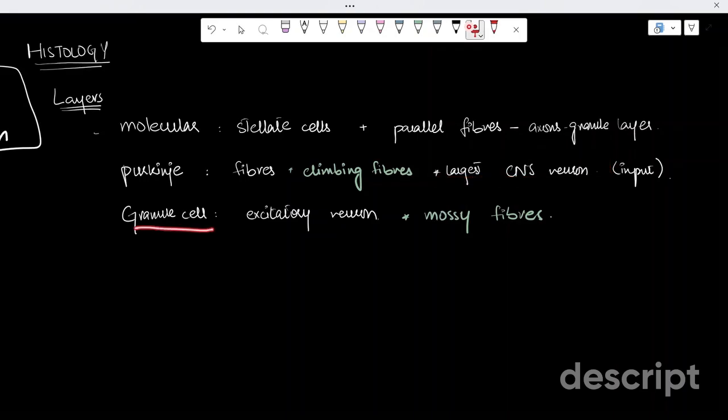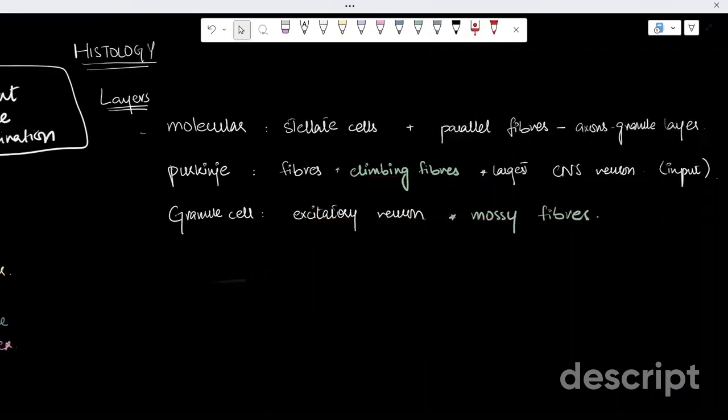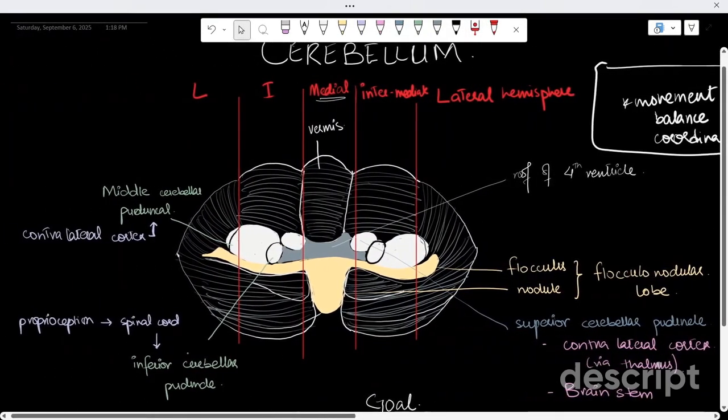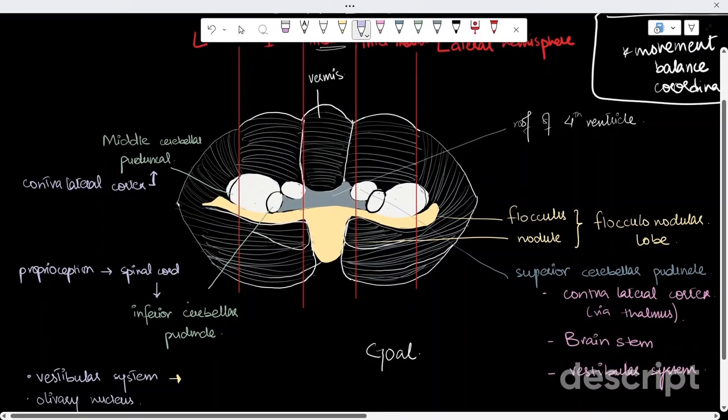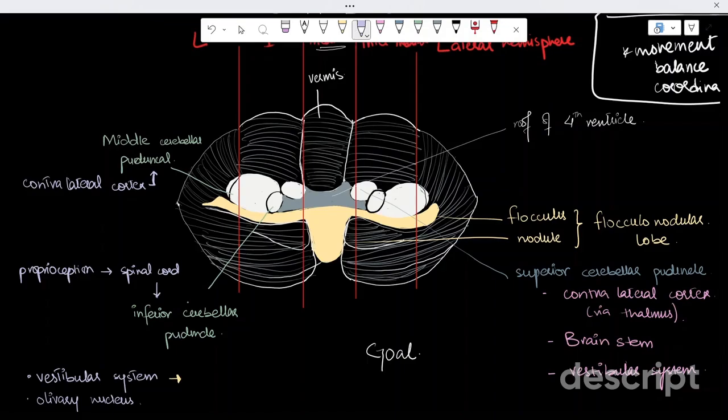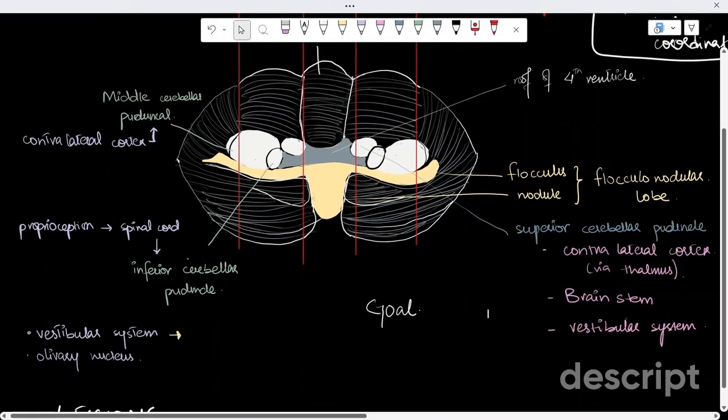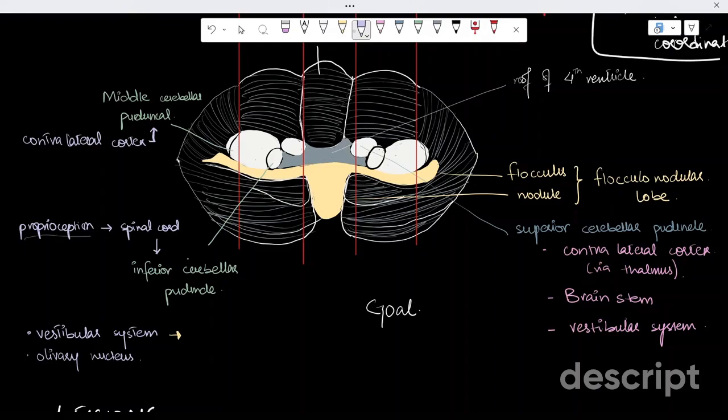Granule cell layer has the excitatory neurons, which are Mossy fibers. So this is an important point for MCQ. Please remember that. Now coming back to the cerebellum, let's see. So the middle cerebellar peduncle carries the fibers from contralateral side of the cortex to the cerebellum. The inferior cerebellar peduncle consists of the fibers coming from the spinal cord, which are relevant to the proprioception, so they send the fibers to the cerebellum.